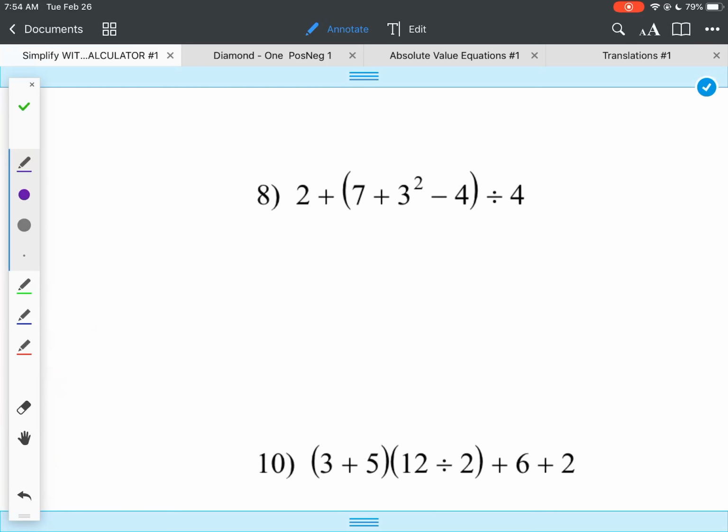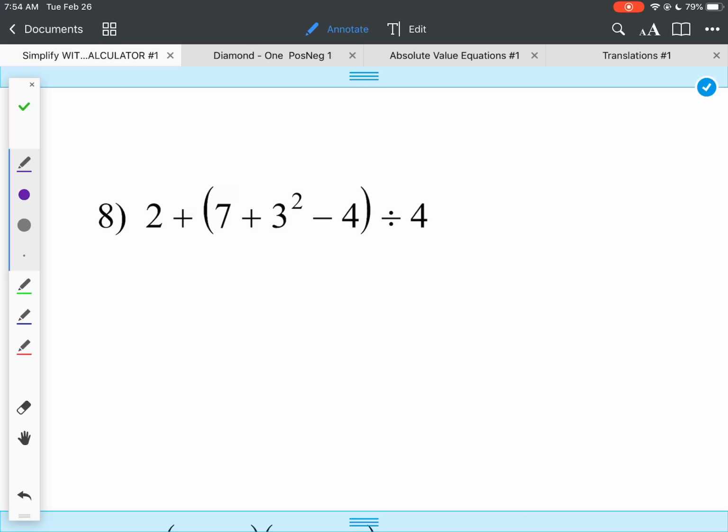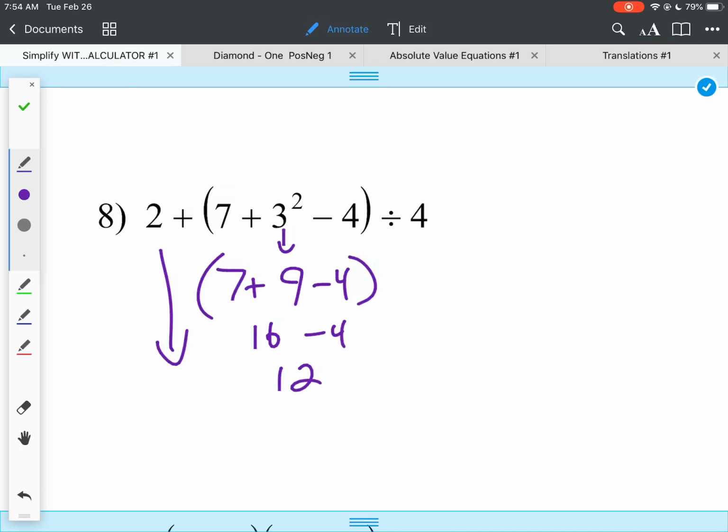And remember, there's going to be some exponents on this test. Okay, so we have parentheses in this one, and we have exponents. So we take care of everything inside the parentheses first. Here we've got to do the 3 squared, which is the same as 3 times 3, which is 9. So 7 plus 9 minus 4 in parentheses, and then just go straight across. 7 plus 9 is 16, minus 4 is 12.